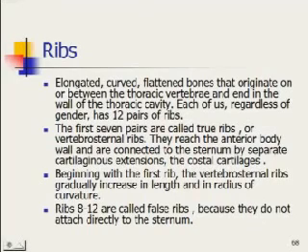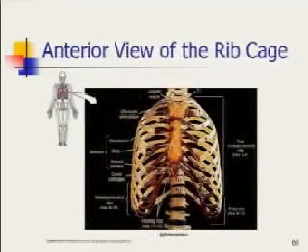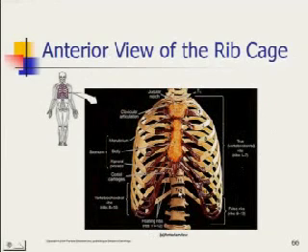Ribs 8 through 12 are called false ribs because they do not attach directly to the sternum. If you look at the previous illustration, as you can see, these ribs don't attach directly to the sternum by cartilage. They actually attach from cartilage to the sternum. You see that in all of these cases.